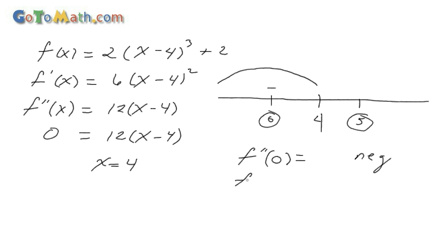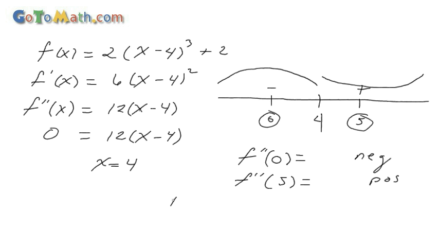And then we do f double prime, plugging in 5, our other test point, into the derivative, and 5 minus 4 is 1, and 1 times 12 is 12, so that's a positive number. And that's all we really care about. Okay, so that's going to be concave up. So negative is concave down, positive is concave up.